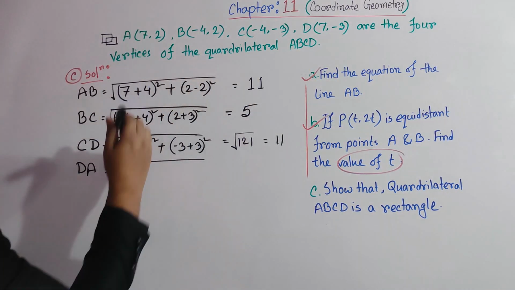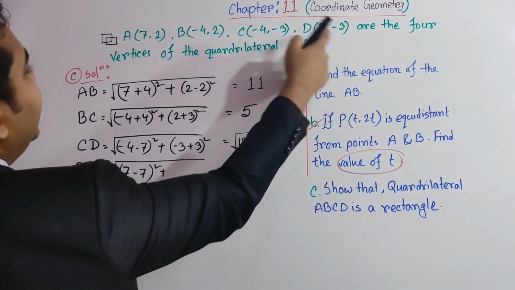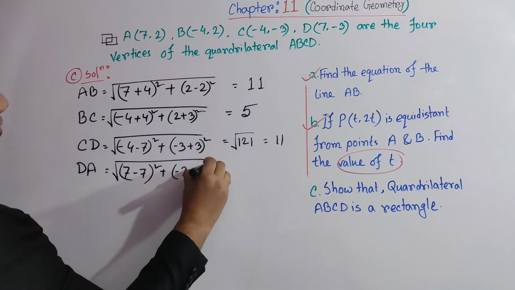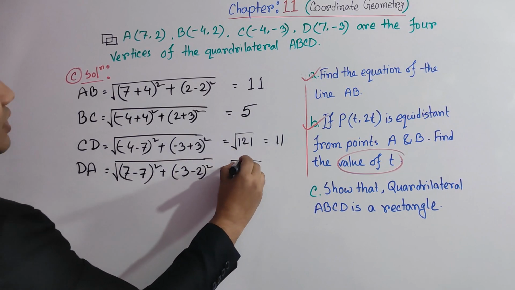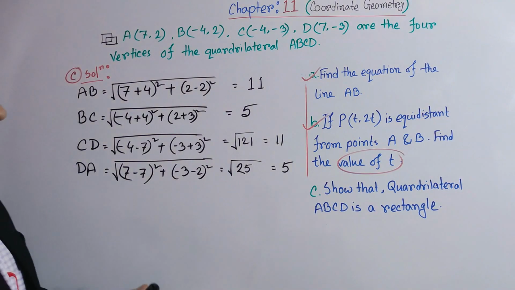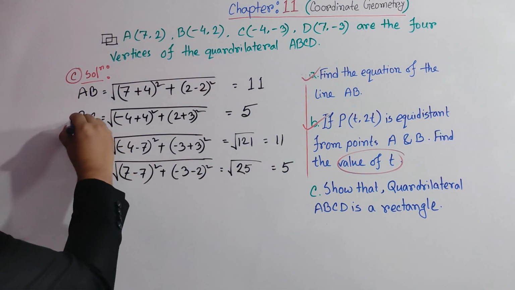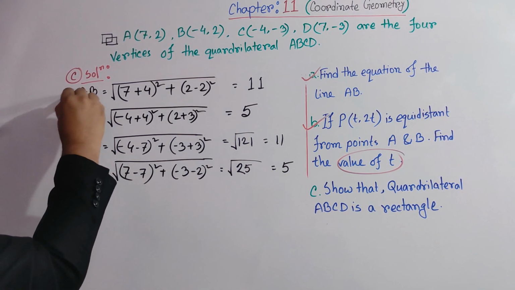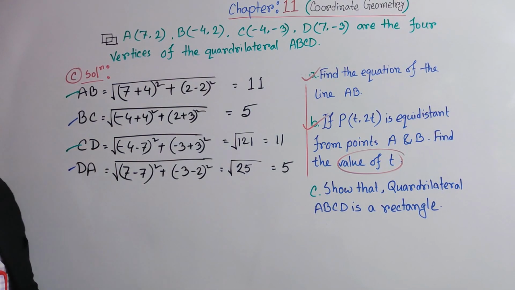So 7 minus 7 whole square plus minus 3 minus 2 whole square. So it is again 0, and this is minus 5 square, that is 25, so it is also 5. Dear students, we have seen that yes, one pair of distances, that is this and this, are equal. Similarly, AB and CD are equal. So we have got 2 pairs which are equal.